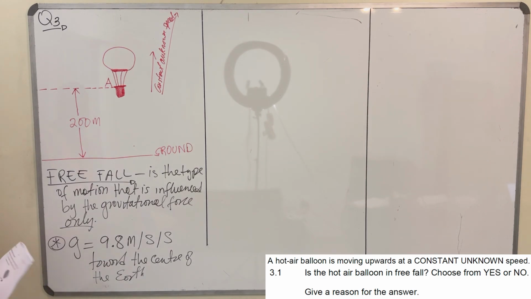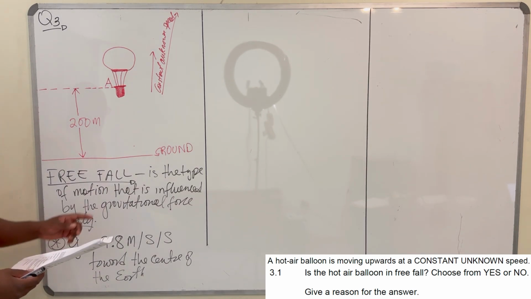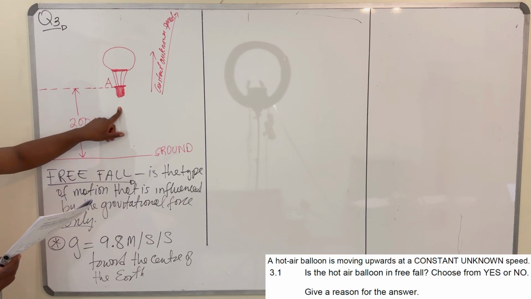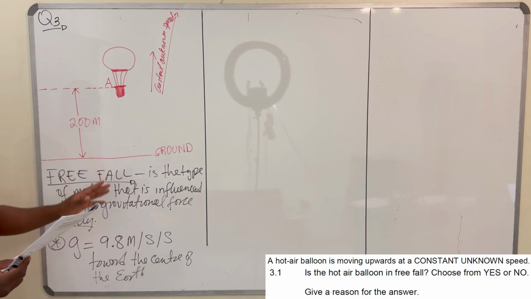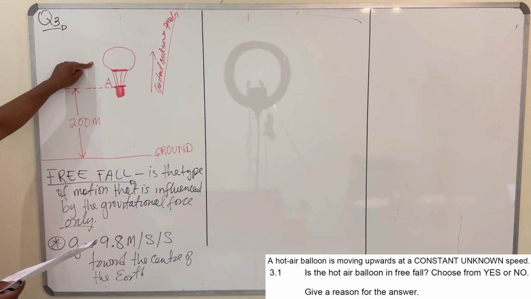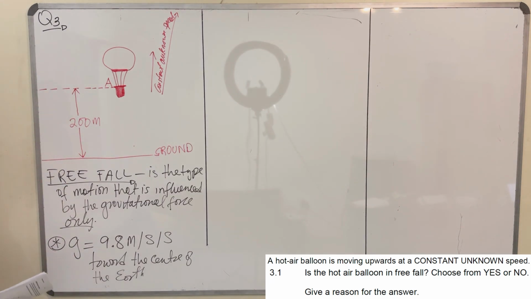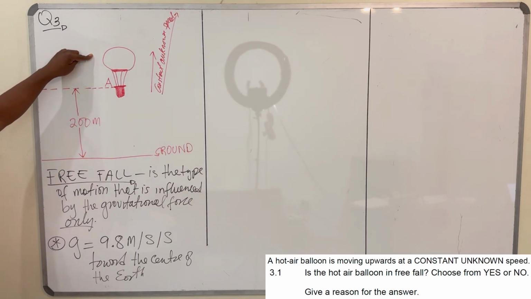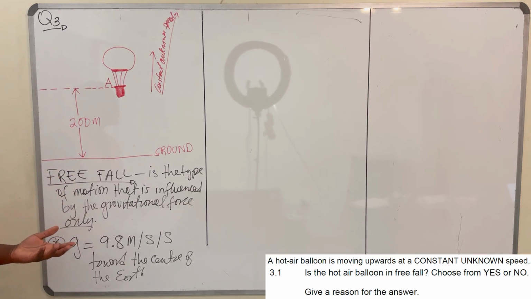No problem. So here we're told that this hot air balloon of ours is moving upwards at a constant unknown speed. They want us to decide if this thing is free falling or not. So how do you decide that? You first check: is this motion influenced by gravity only? That's the question you should ask yourself.